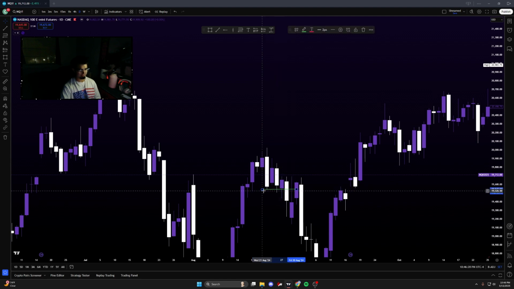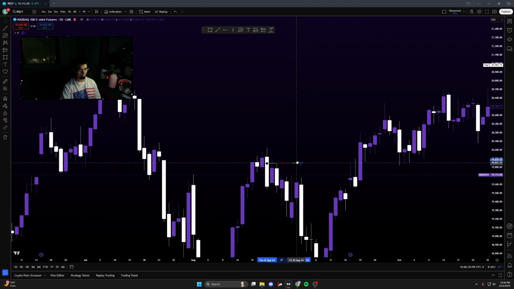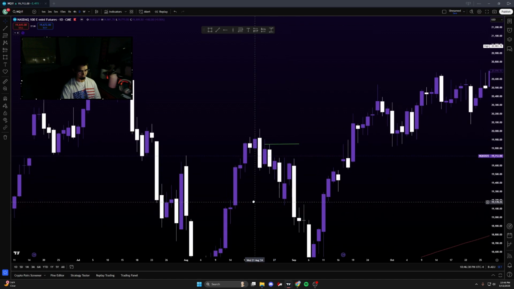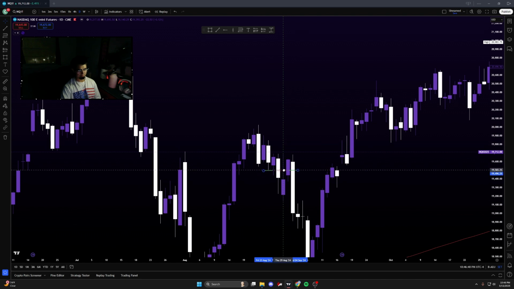Price does not close beneath this low right here, so that's why we had a bullish day. But then guess what happens? Price fails again to close above this high, so that gives us another bearish day. And then what happens? Price fails to close below this low, so that gives us a new bullish day. And it's as simple as that.